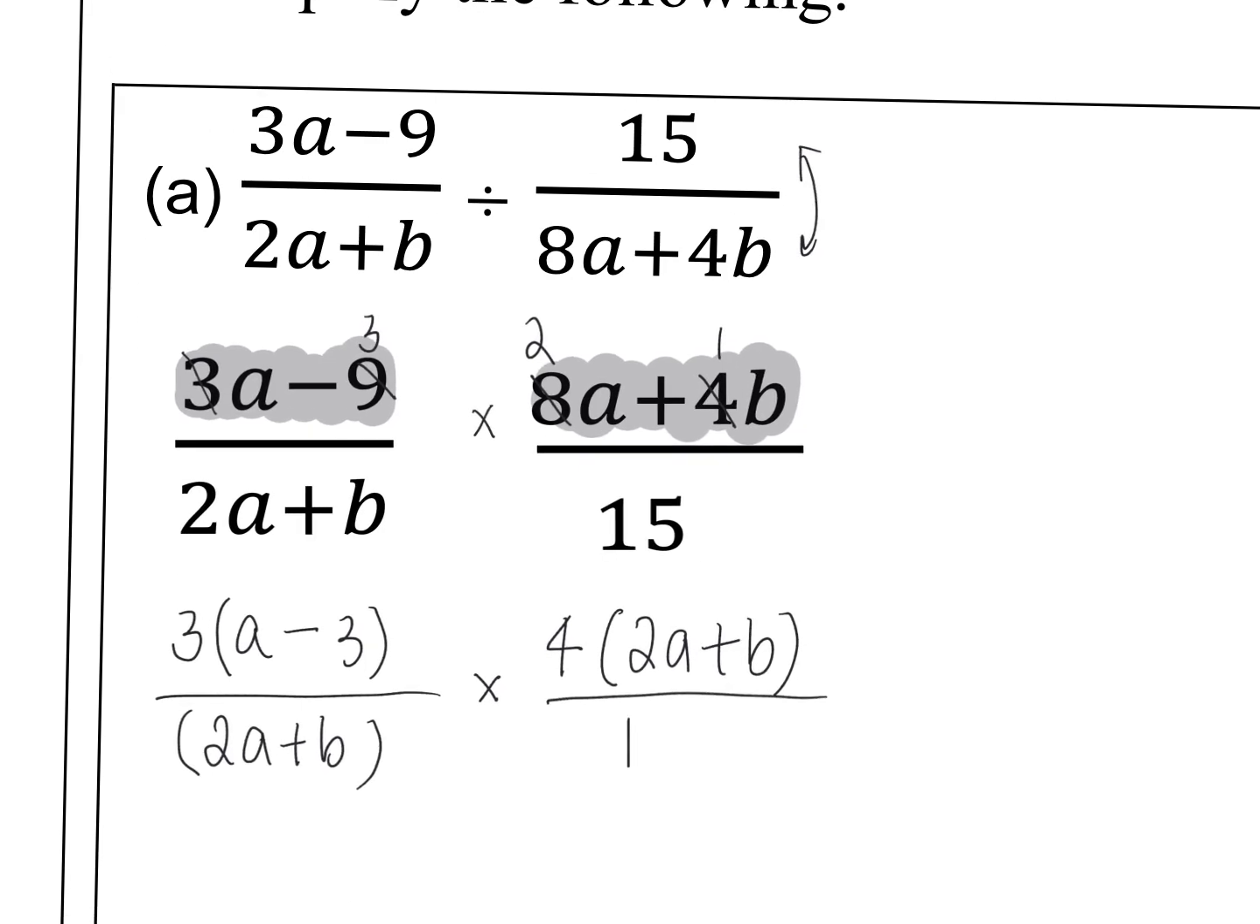Okay, and then I have a 15 below. So now everything, all the plus and minus is kept within the bracket already. I can start doing my cancellation. Yes, so this one can cancel out.